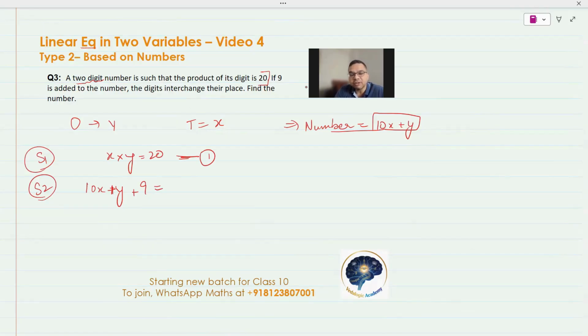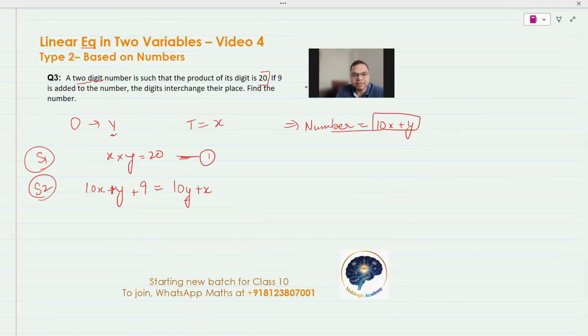If they interchange, what is the meaning of that? The tens place digit becomes ones digit and ones digit becomes tens place digit. So it should be like this then, right? Now, if you see, the digit at ones place was y, it has become the tens place. So it was ones place before, now it has become a tens place. Okay, let's make this equation a bit more clear.